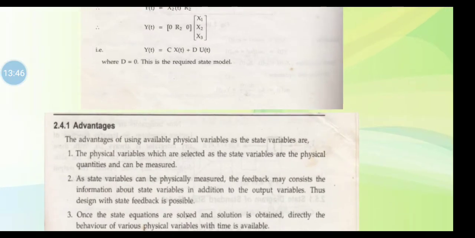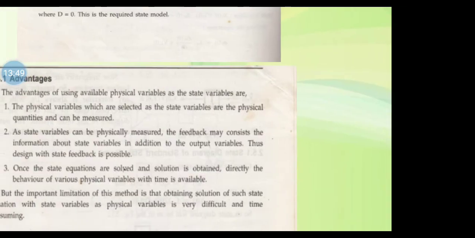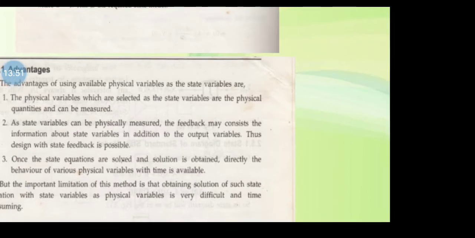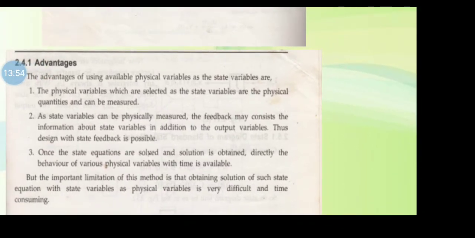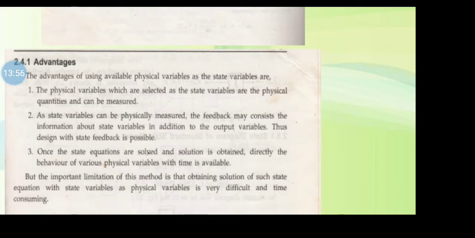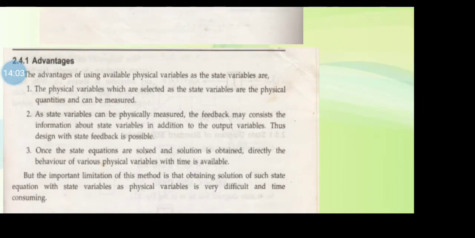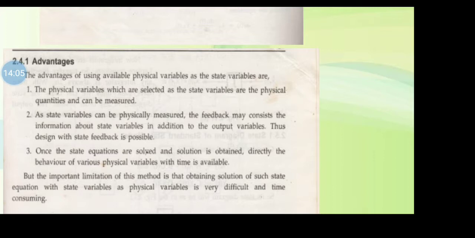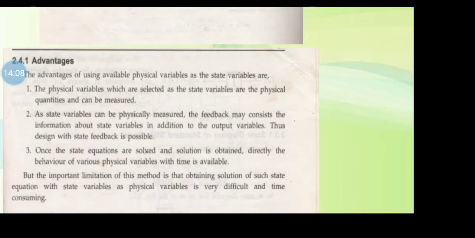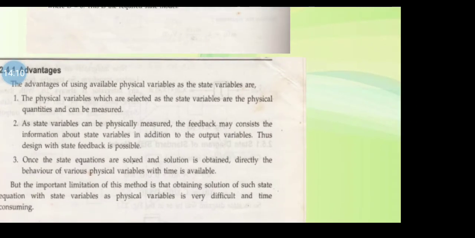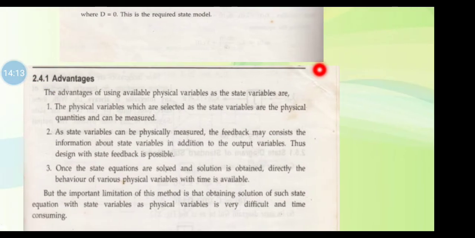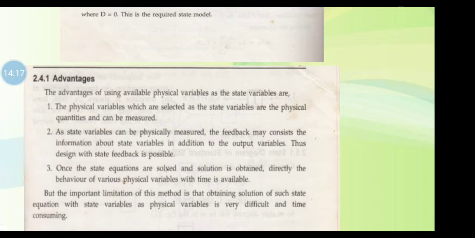Next we will see the advantages of using available physical variables as state variables. One, the physical variables selected as state variables are physical quantities that can be measured. The second advantage is that as state variables can be physically measured, the feedback may consist of information about state variables in addition to the output variables. Thus, design with state feedback is possible.